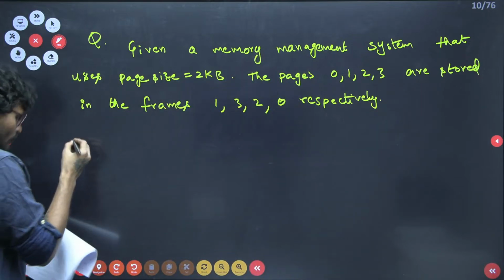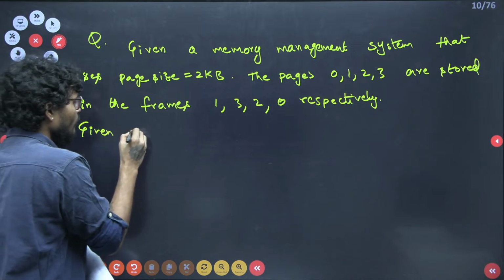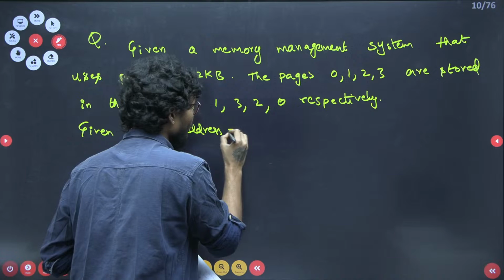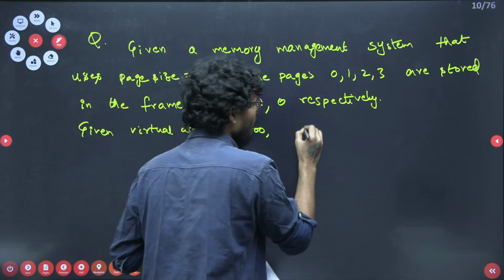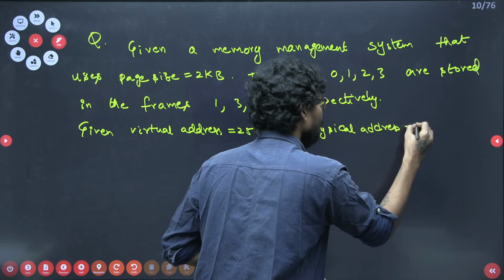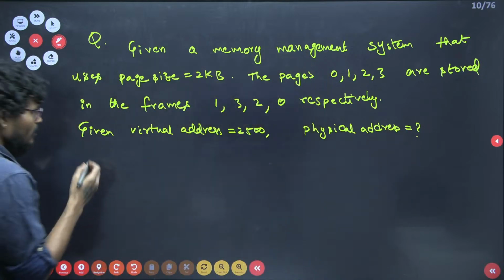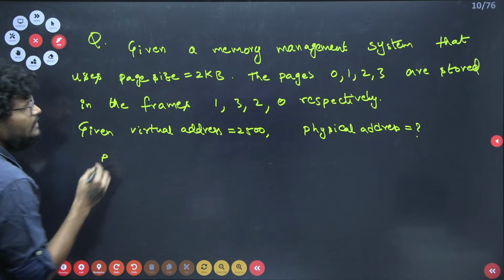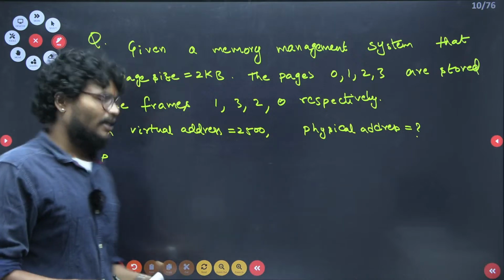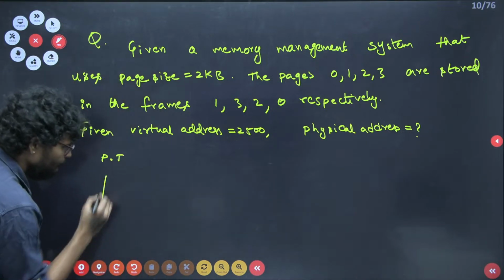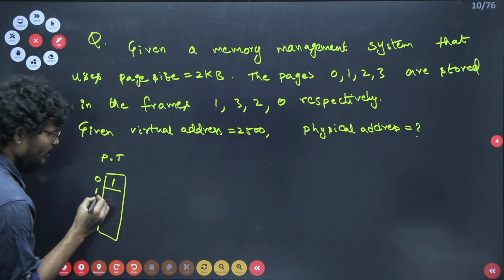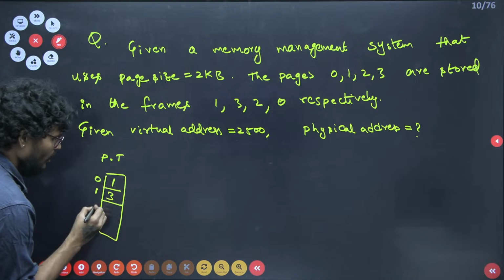Now, given virtual address 2500, we need to find out the corresponding physical address. Okay, so what are they saying? They are saying the pages 0, 1, 2, 3 are stored in the frames 1, 3, 2, 0 respectively. So how does the page table look like? So page 0 is stored in frame number 1, page 1 is stored in frame number 3, and so forth.